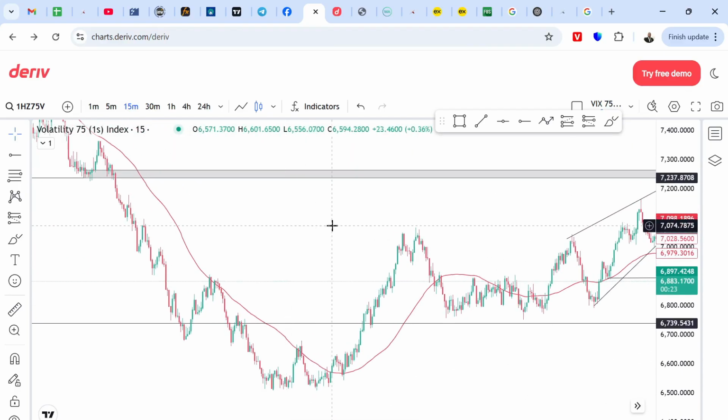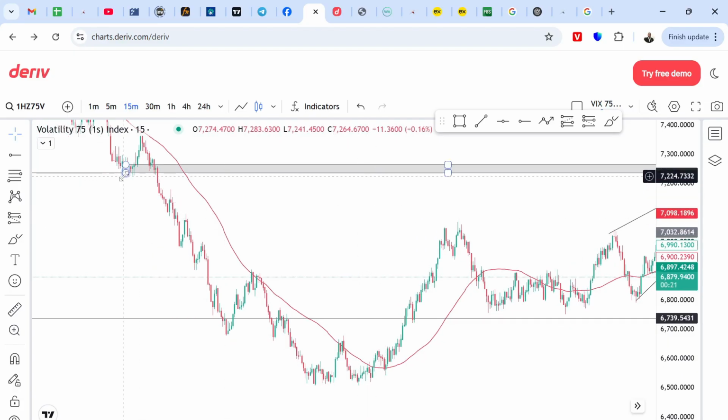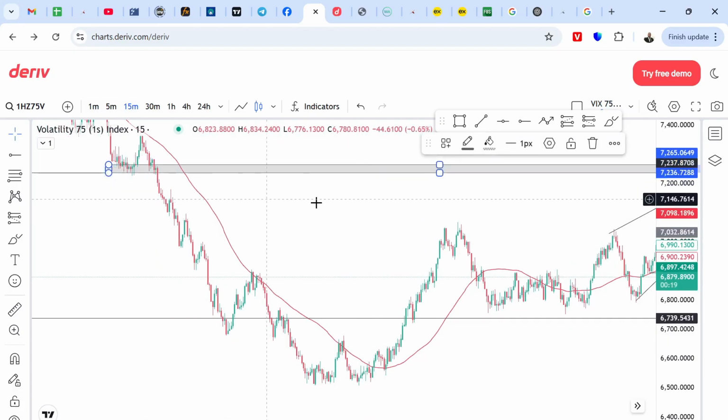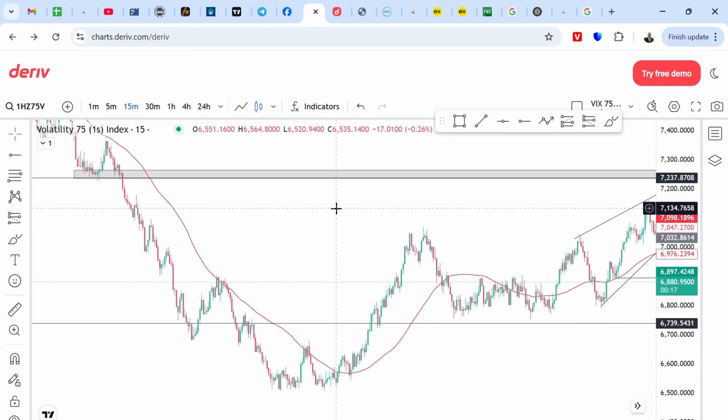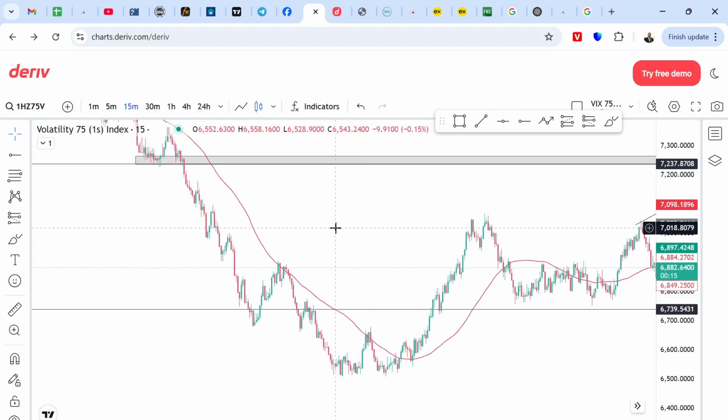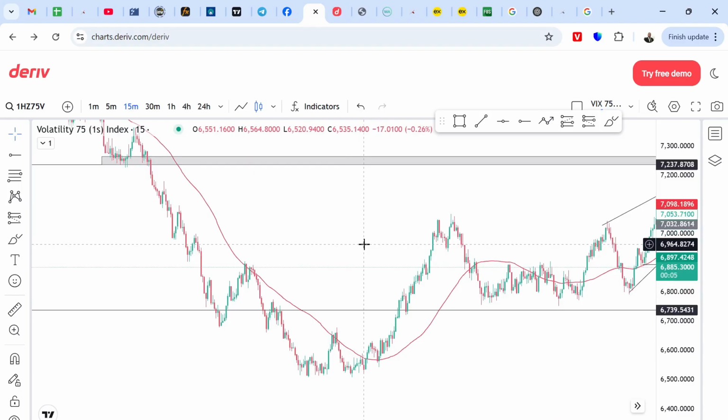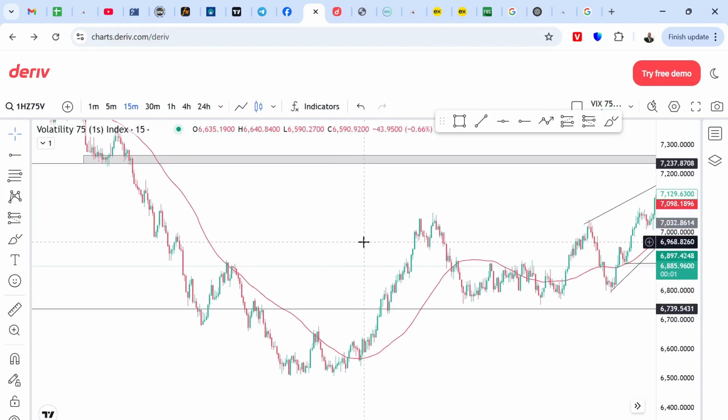This particular pair or instrument is not the same as your forex pair. It is not the type that is controlled by economic data or geopolitical issues or events happening around the world. It is controlled by an algorithm, and I'll do a more detailed video on this later.